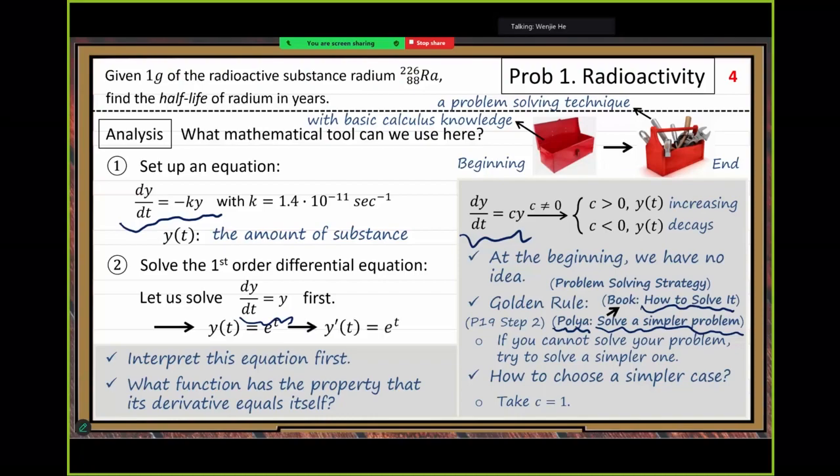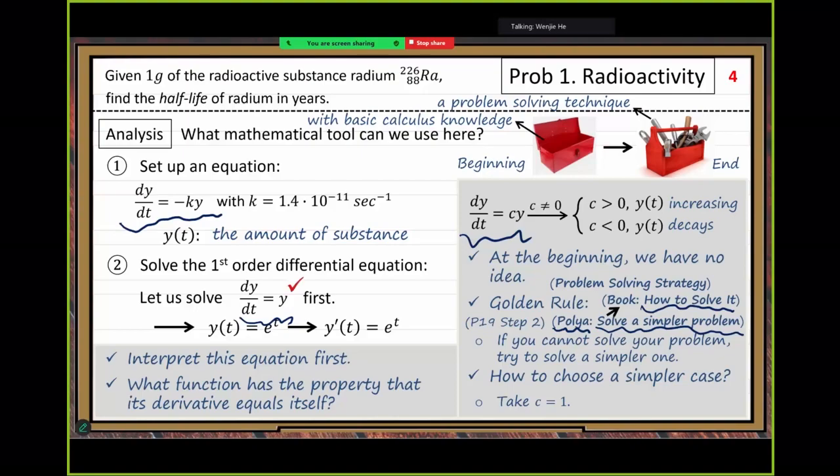Because you plug in Y prime, still the E function, the same function. You can find a solution based on your interpretation. After we complete a simpler case, we need to move back to the original case.